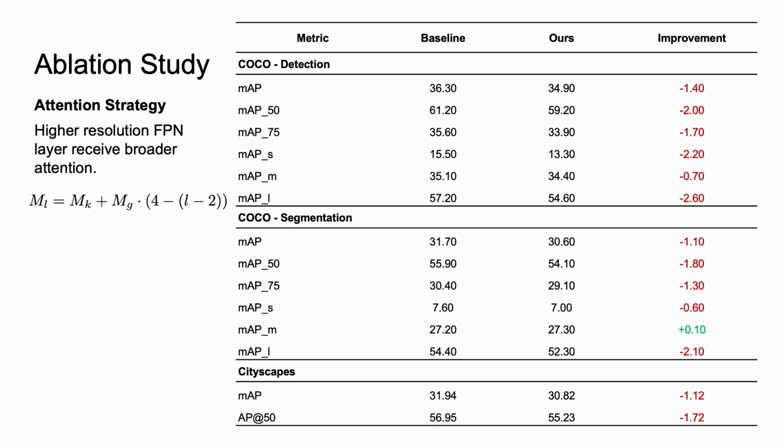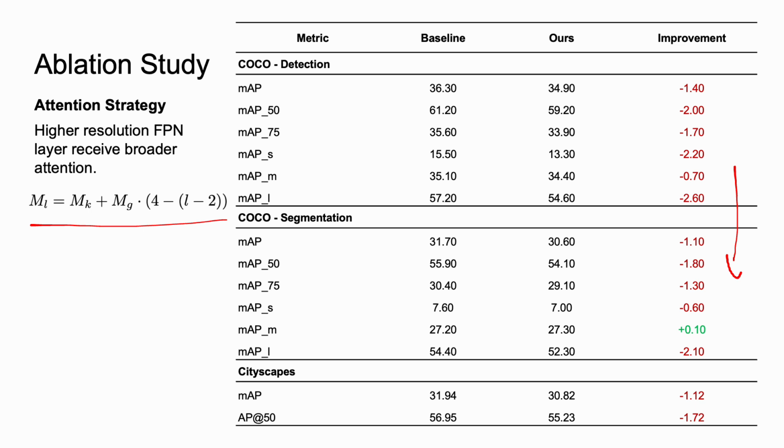Okay, so here we conduct another ablation study on the attention strategy. Previously, our method used a targeted or more fine-grained attention map on the higher resolution FPN layers, like P2 or P3. And here we do an inverted strategy where higher resolution FPN layers will receive broader attention, and the equation will look like this.